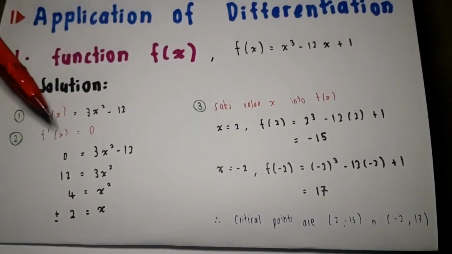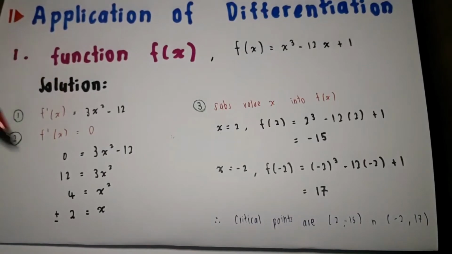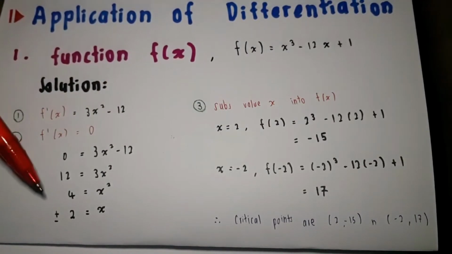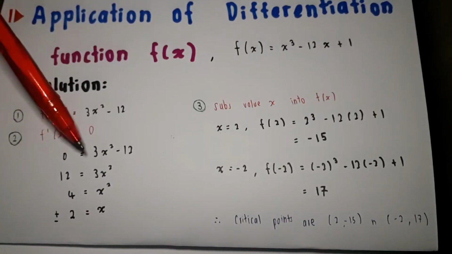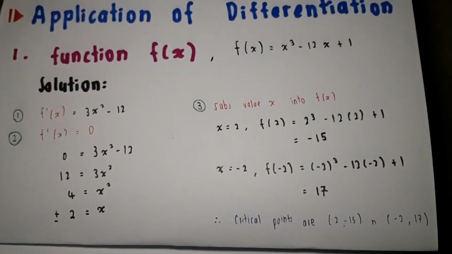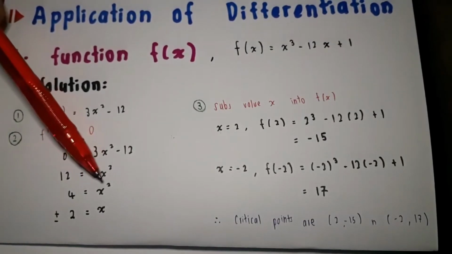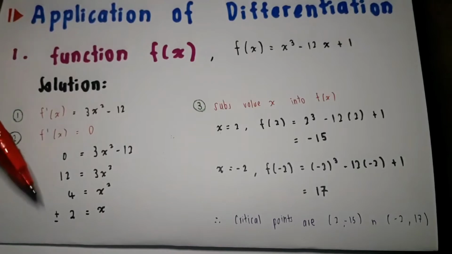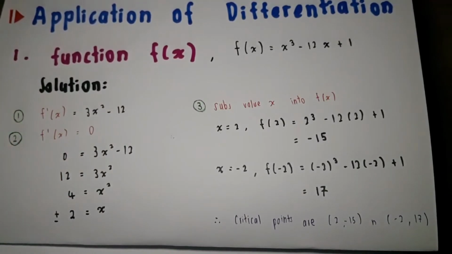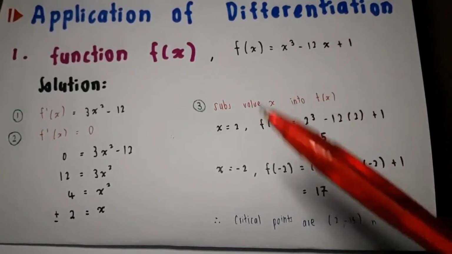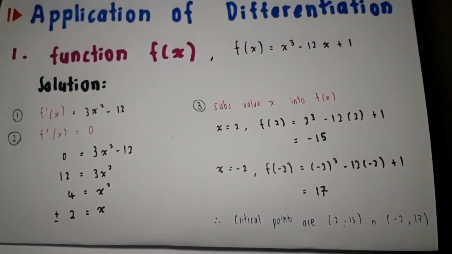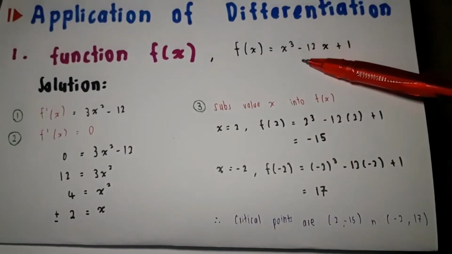Second step, we equate it to 0. So 0 equal to 3x squared minus 12. We get 12 equal to 3x squared. Then 4 equal to x squared. We take the power of 2 to the other side and we get x equal to 2 and minus 2. For the third step, substitute the values we got, which are x equal to 2 and x equal to minus 2, into the function.